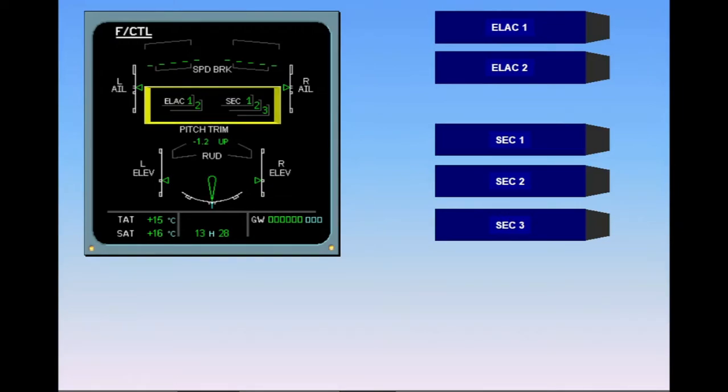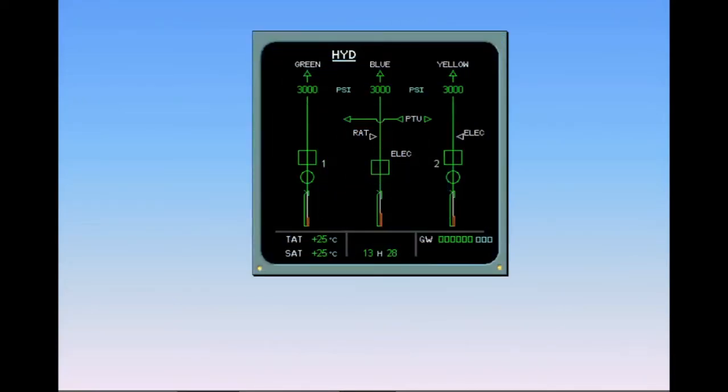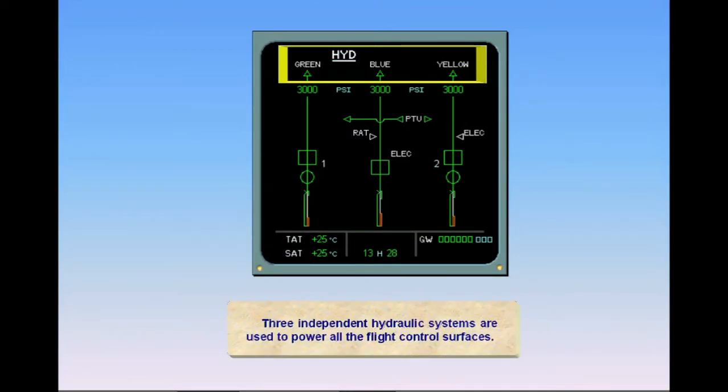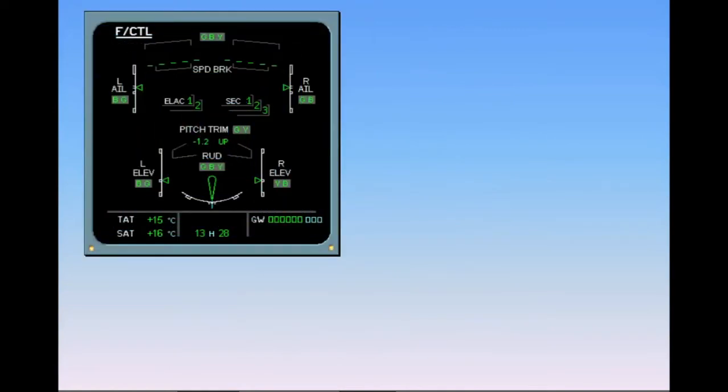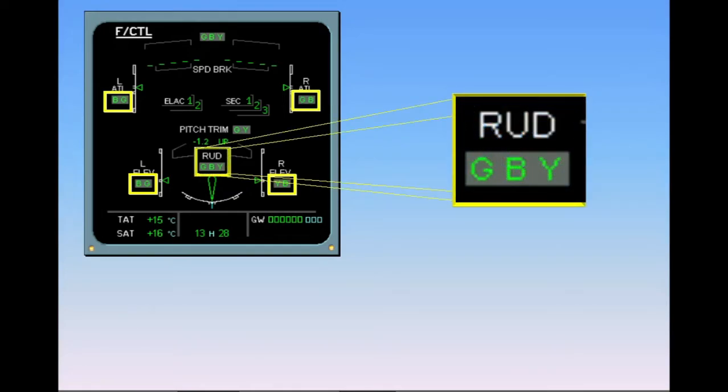We will now see how the hydraulic systems are displayed on this page. Three independent hydraulic systems are used to power all the flight control surfaces. The hydraulic systems which actuate each control surface are indicated on the ECAM flight control page by the use of G, B, and Y. For example, the rudder is powered by the green, blue, and yellow hydraulic systems. The ECAM flight control page is now complete.